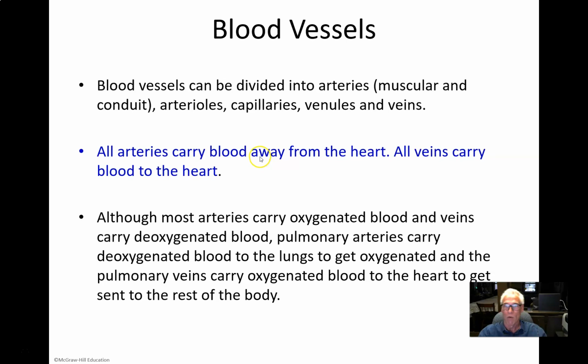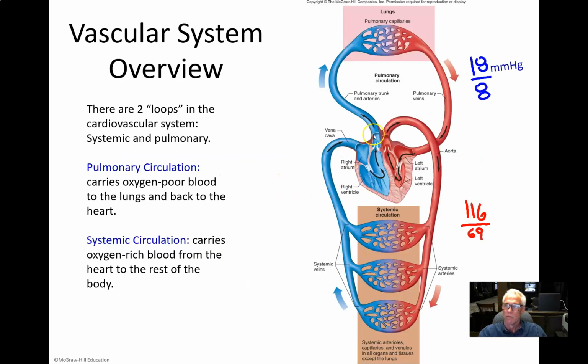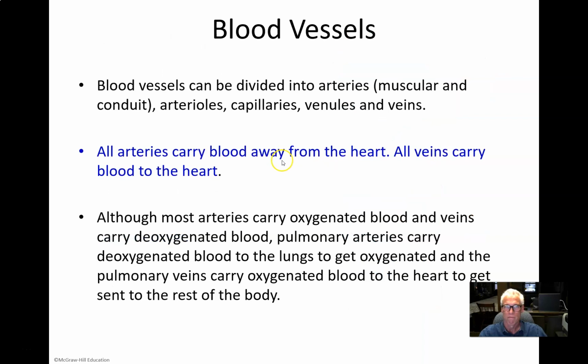So arteries carry blood away from the heart. That's the strict definition of arteries. And veins carry blood to the heart. It has nothing to do with oxygenation or level of oxygen content. If you look back at the pulmonary circuit, the pulmonary arteries contain oxygen-poor blood, and the pulmonary veins contain oxygen-rich blood. If you look in the systemic circuit, the aorta and all the arteries in that circuit contain oxygen-rich blood, and the veins contain oxygen-poor blood, carrying blood back to the heart.